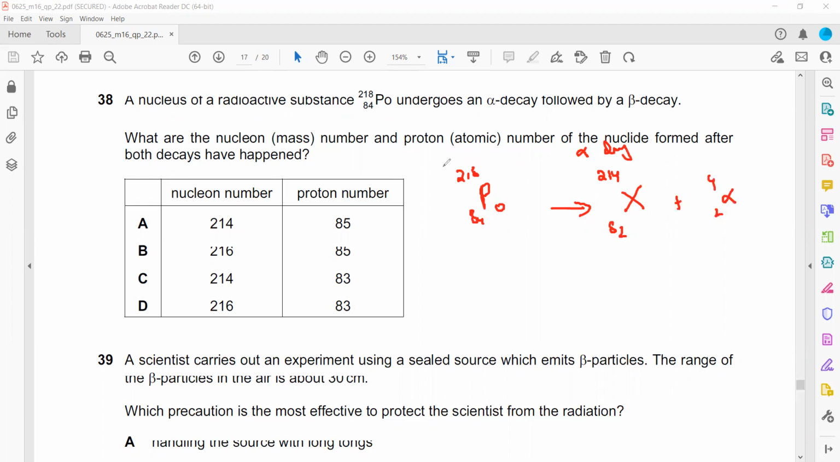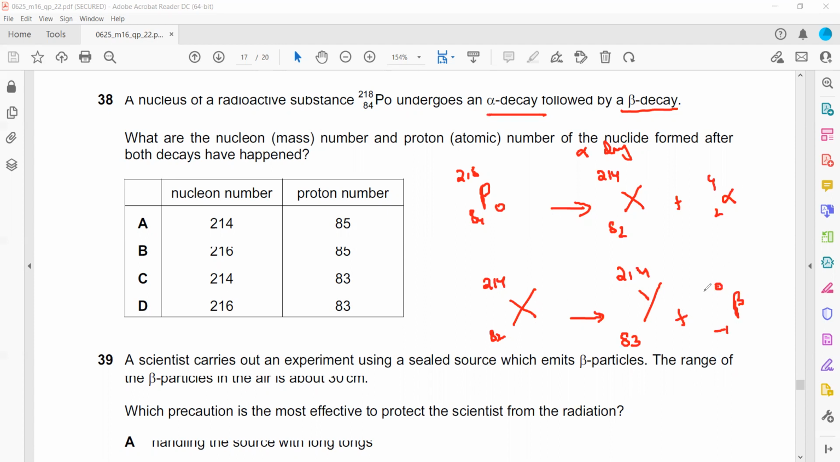And then they mentioned the new nucleus which is formed. It undergo an alpha and then followed by beta. So this new nucleus, which is X here for example, 214 and 82, undergo a beta decay. In a beta decay, atomic mass does not change, but atomic number increases by 1. So atomic mass remains same, but atomic number increases by 1. So that is a beta emission.